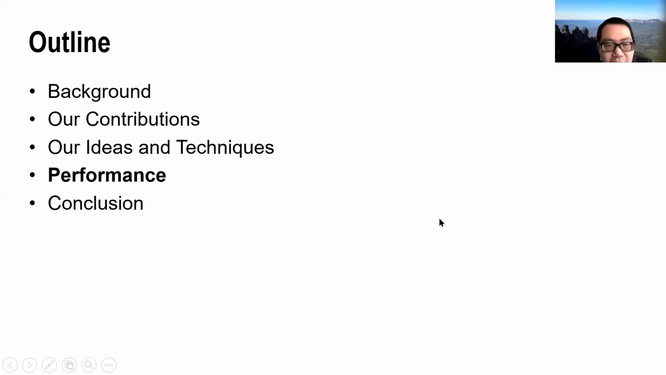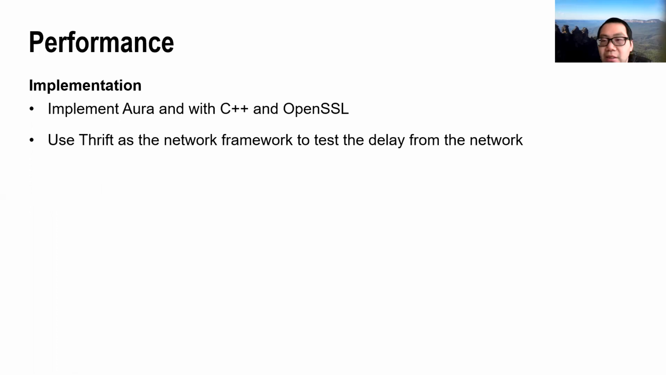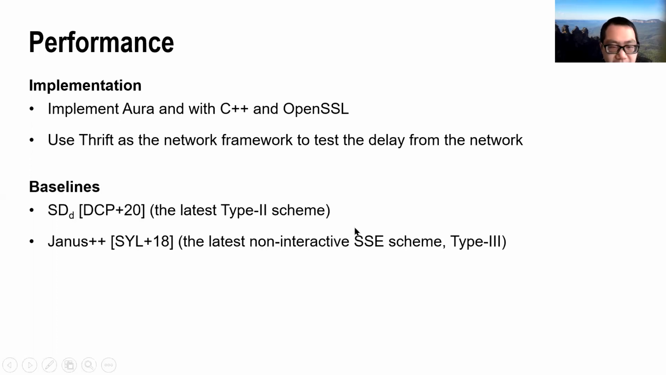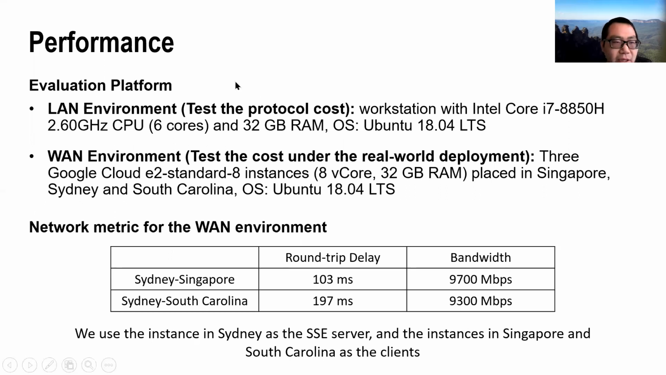Okay, next, I briefly introduce the performance of our construction. To compare with the state-of-the-art dynamic SSE schemes, including the latest type 2 backward private SSE scheme SDD and the latest non-interactive dynamic SSE scheme Genus++, we implement our SSE scheme Aura with C++ and use Swift as the network framework to test the delay. We evaluated the performance of our solution in both LAN and WAN settings.